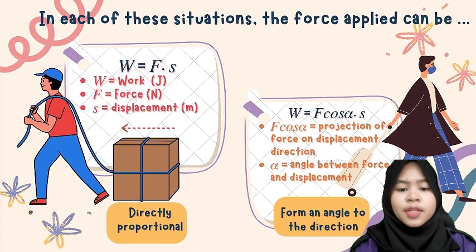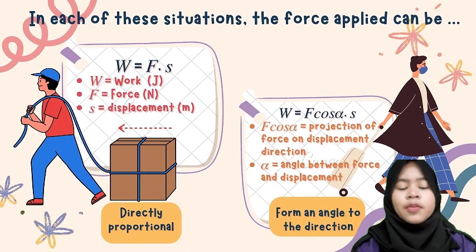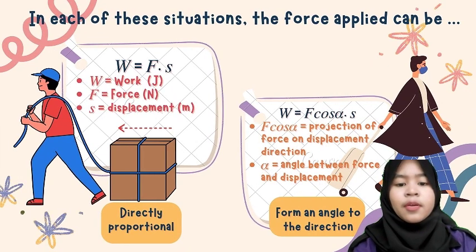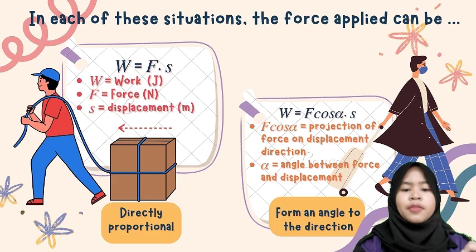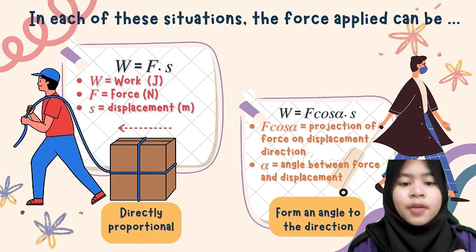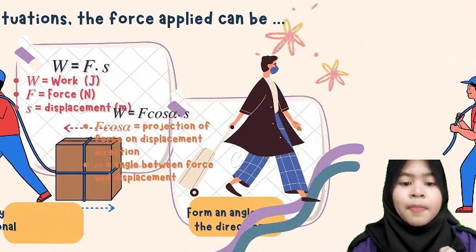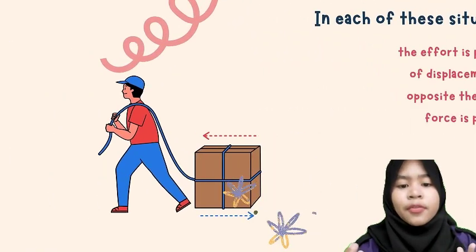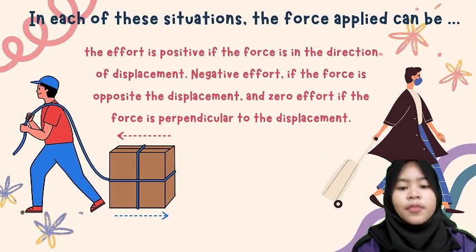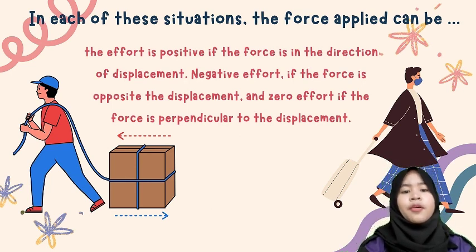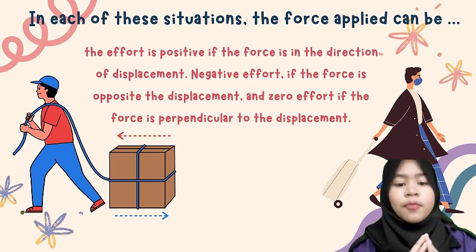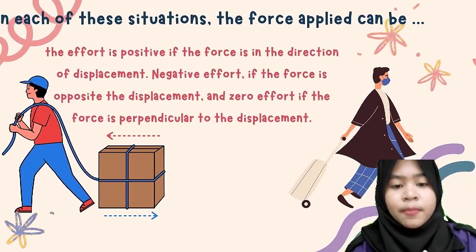In calculation, it is written as W equals F cos A times S, where F cos A is the projection of the force in the displacement direction, and A is the angle between the displacement and the force. Thus, the work is positive if the force is in the direction of displacement, negative if the force is opposite to the displacement, and zero if the force is perpendicular to the displacement.